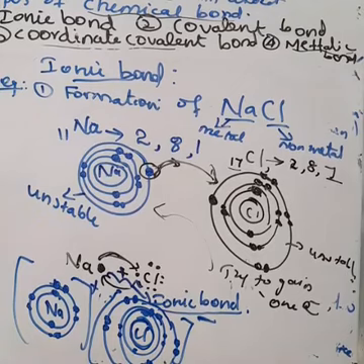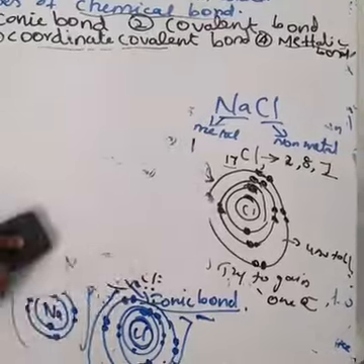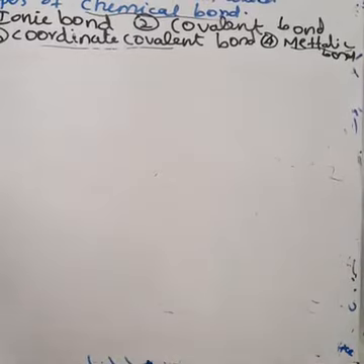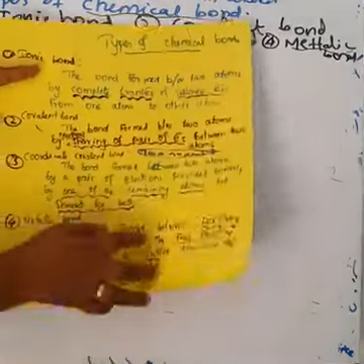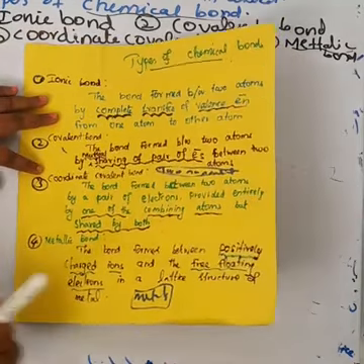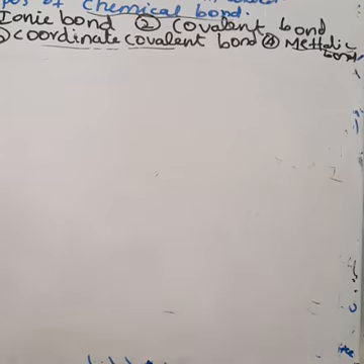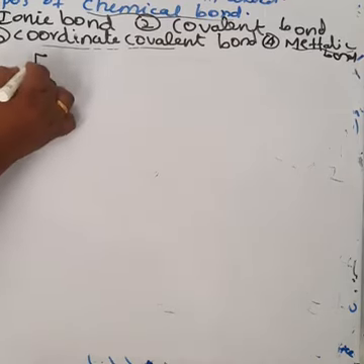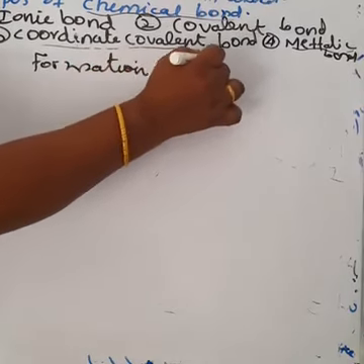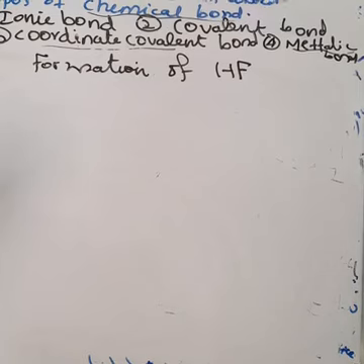Secondly, covalent bond. How is the covalent bond formed? What do you mean by covalent bond? Covalent bond is the sharing of electrons between atoms. For example, the formation of hydrogen fluoride. Here the covalent bond is formed between two non-metals. Hydrogen and fluorine are both non-metals.